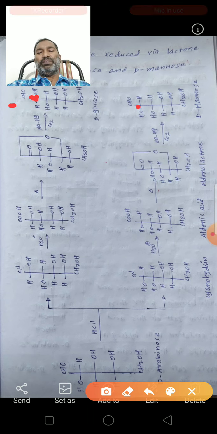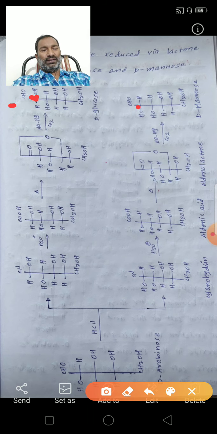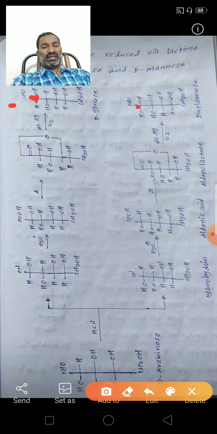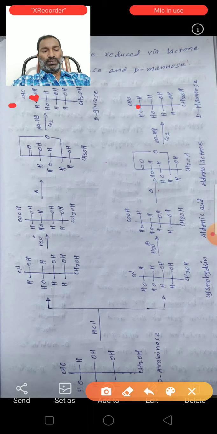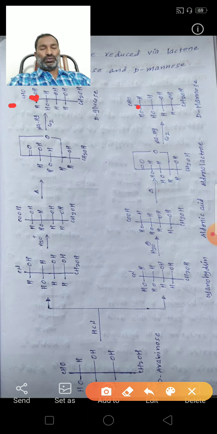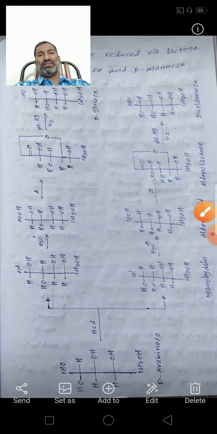This is the conversion of arabinose to D-glucose and D-mannose, or aldopentose to aldohexose. This conversion was proposed by Kiliani and Fischer, so it is known as the Kiliani-Fischer synthesis.